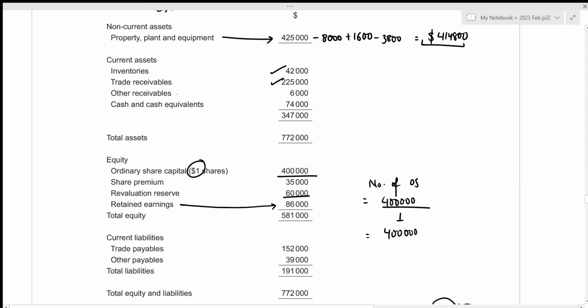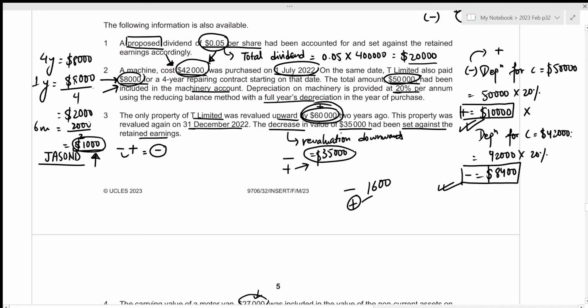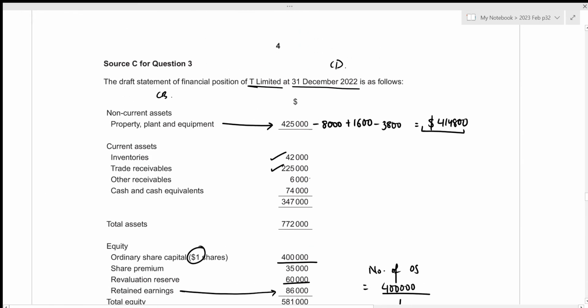Now other receivables, this will be affected because remember that we paid out 8,000 for 4 years repairing contract, but out of 8,000 only 1,000's repair has been made, so there is still 7,000 remaining, and this is prepayment of expenses which will be included in our current assets, right? So this 7,000 should be added to our other receivables now. So that's going to be 6,000 plus 7,000, which results in 13,000. And our cash and cash equivalents will also remain the same at 74,000. So let's write down these 4 items.